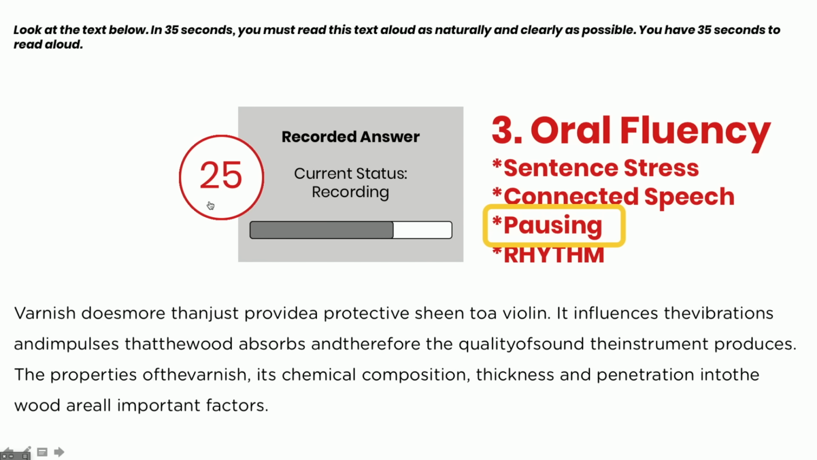Here we go. Varnish does more than just provide a protective sheen to a violin. It influences the vibrations and impulses that the wood absorbs, and therefore the quality of sound the instrument produces. The properties of the varnish, its chemical composition, thickness and penetration into the wood are all important factors.